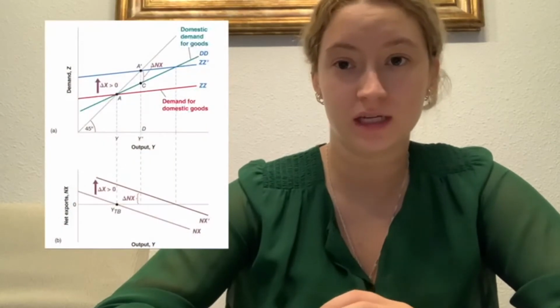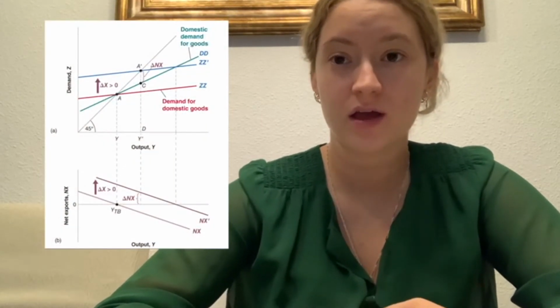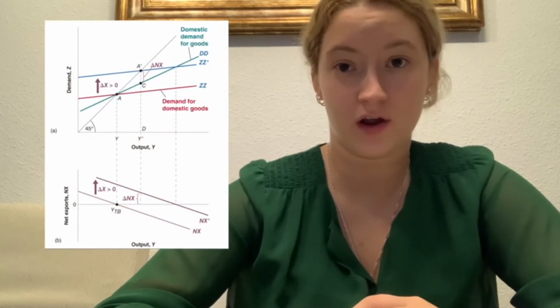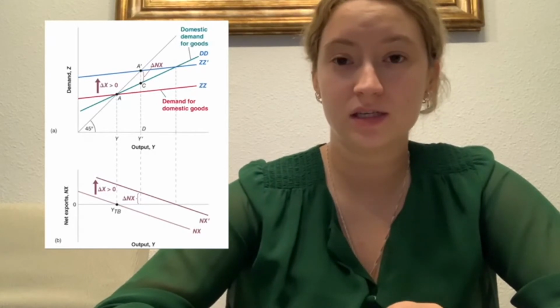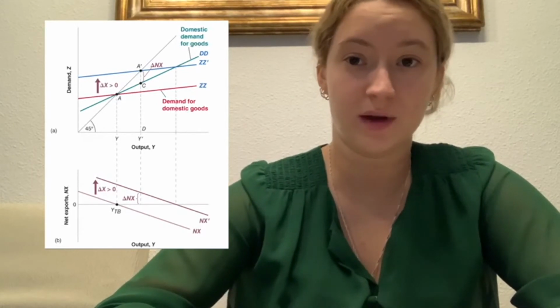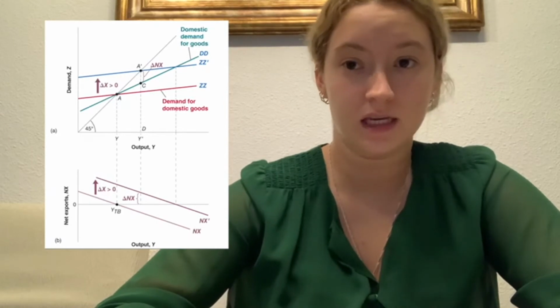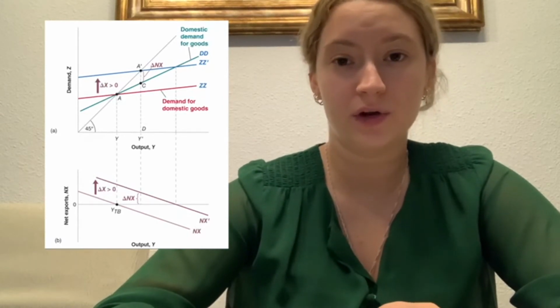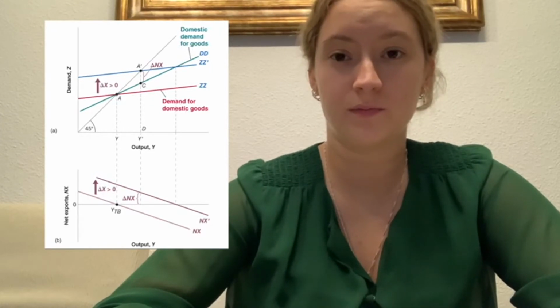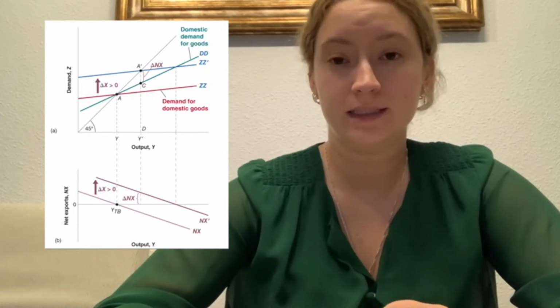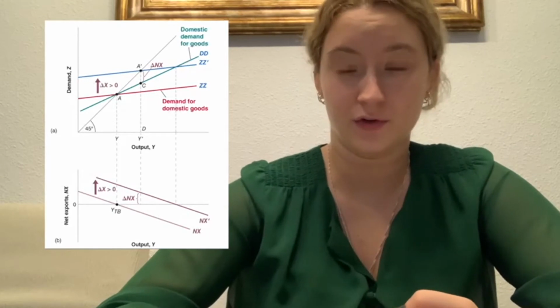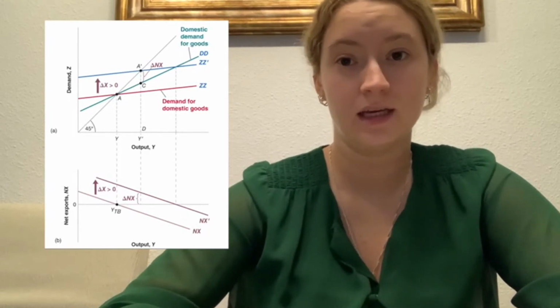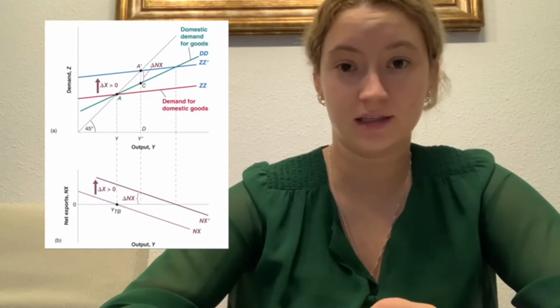Consider now that an increase in foreign output, which leads to an increase in Y* in the graph, could be due to an increase in foreign government spending. So the initial demand for domestic goods is given by the line ZZ. The equilibrium is once again at point A with output level Y, and we're also going to assume that trade is balanced. DD is the domestic demand for goods. Note that DD is steeper than ZZ.